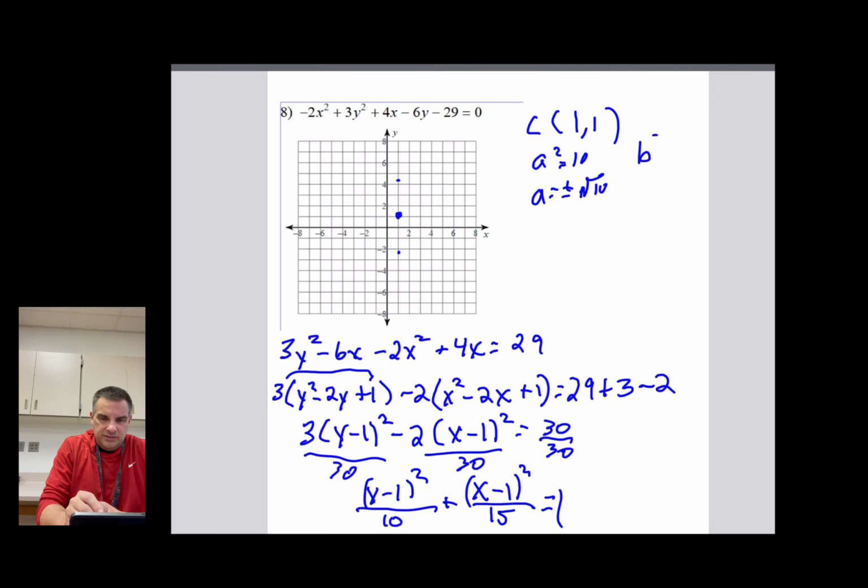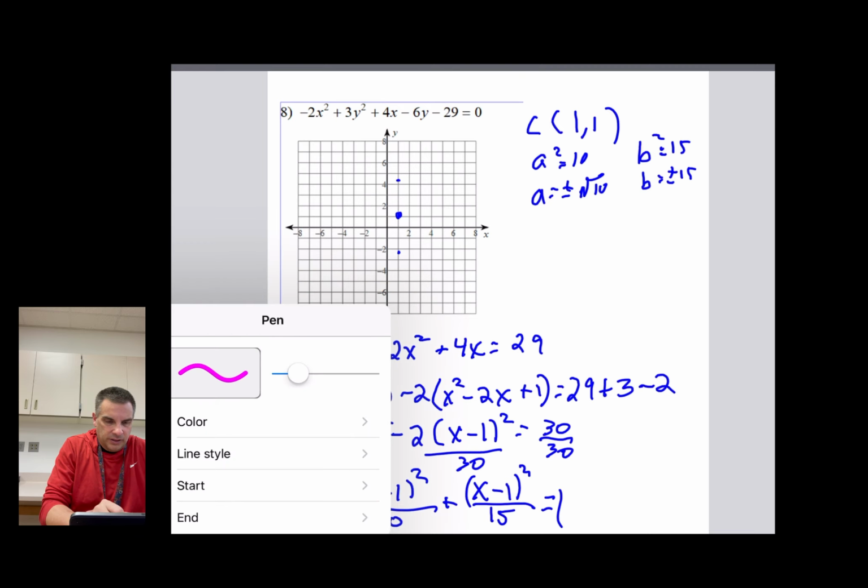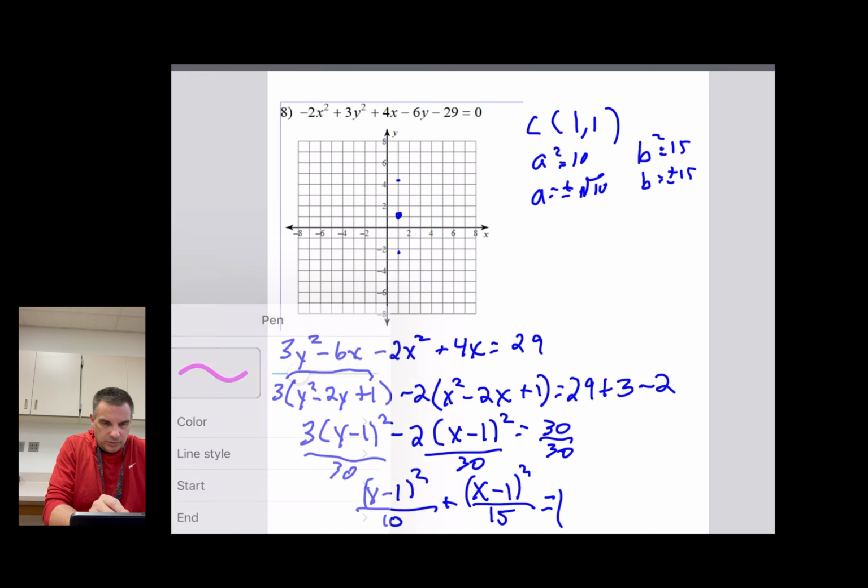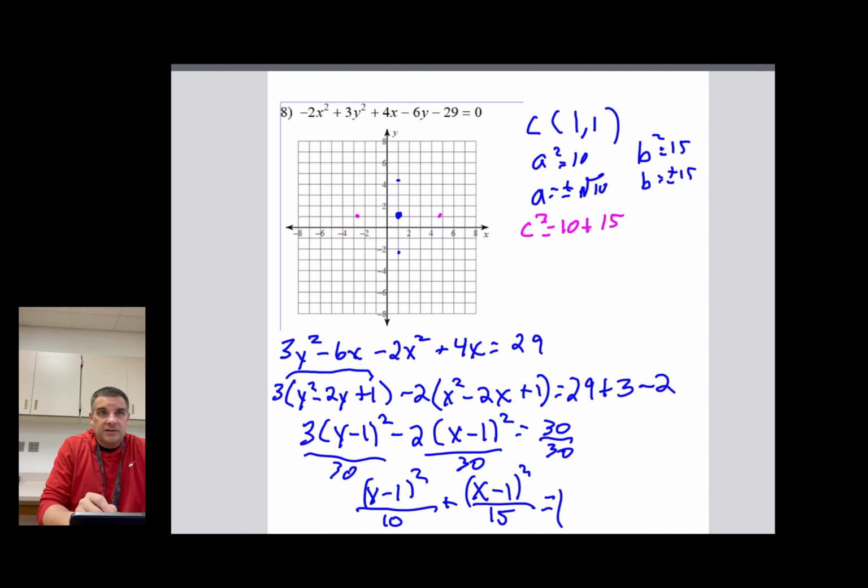My b squared value is 15. So b is equal to plus or minus the square root of 15, which is about 3.9. So from there, we're going to go over 3.9. So 1, 2, 3. So about right there. 1, 2, 3, about right there. So this is a y equals, so let's find c first. So that's 10 plus 15, nice. So c value is plus or minus 5. C equals plus or minus 5.